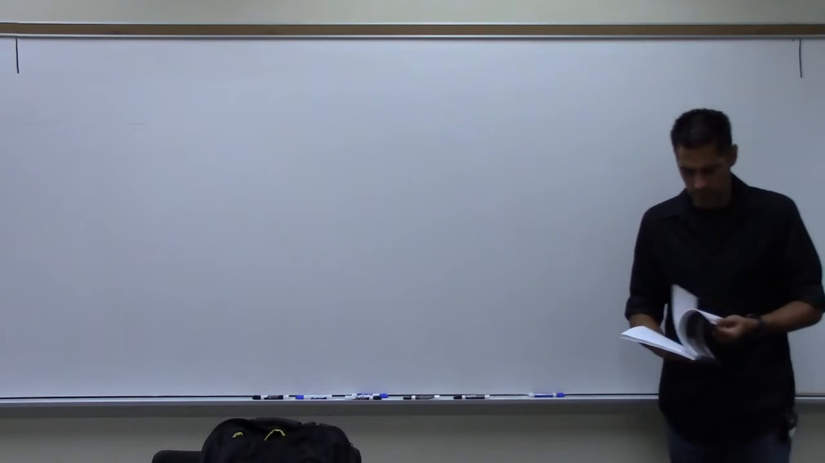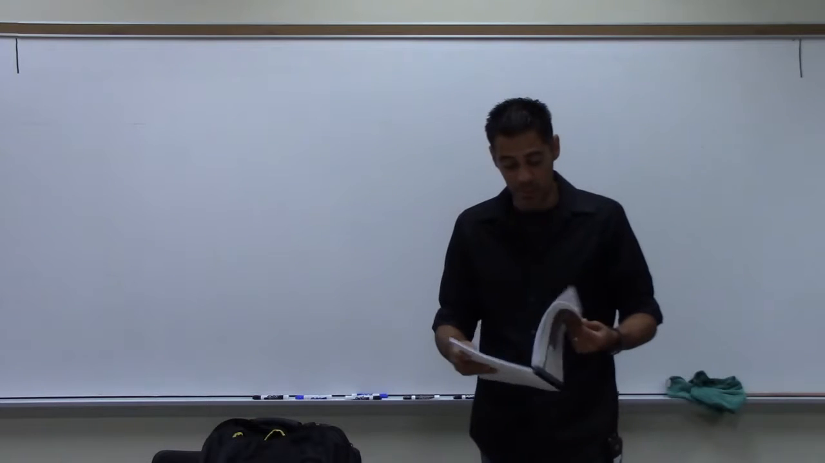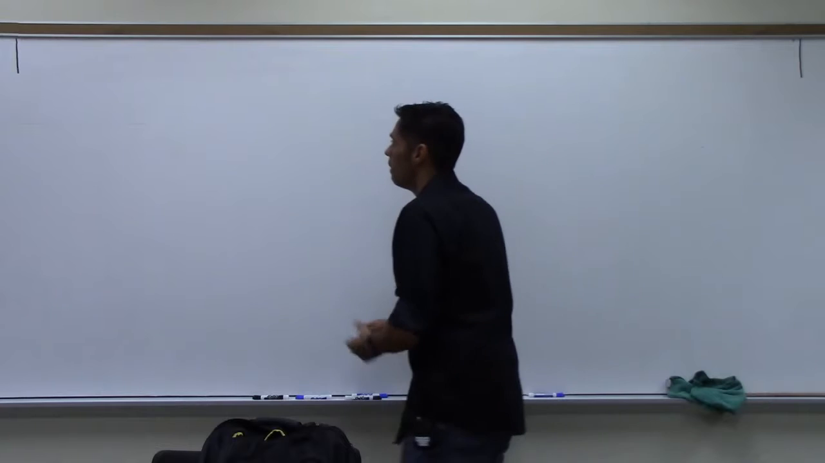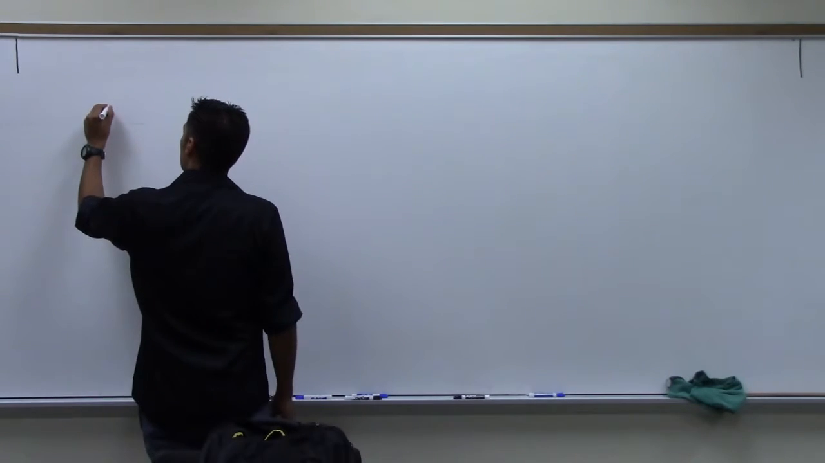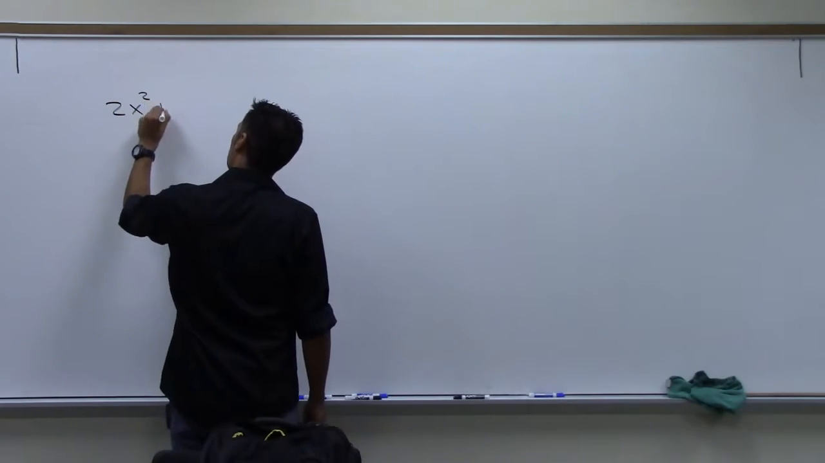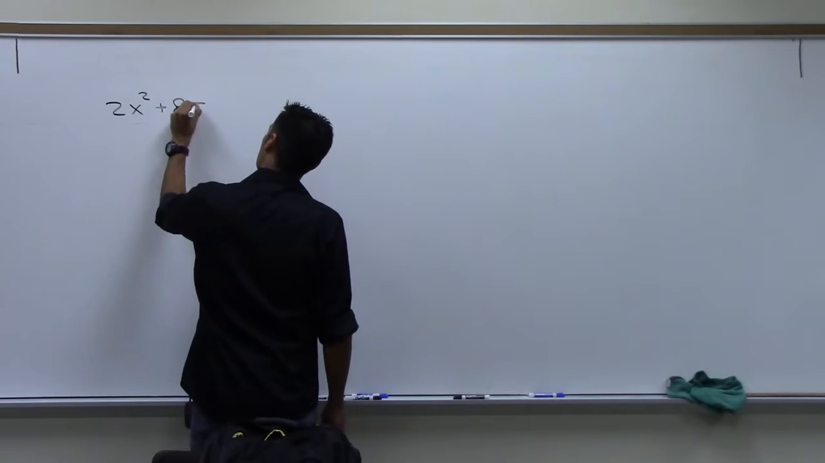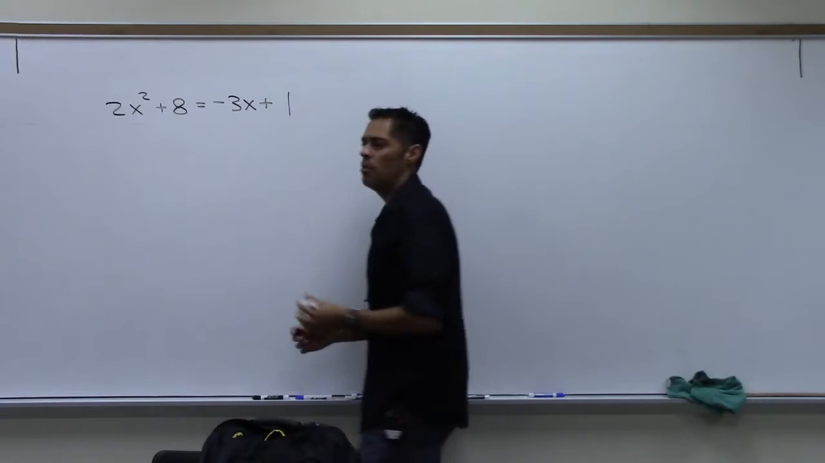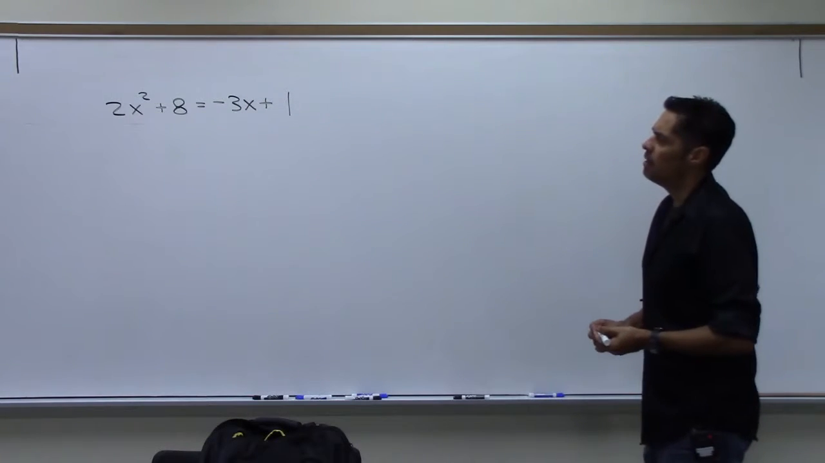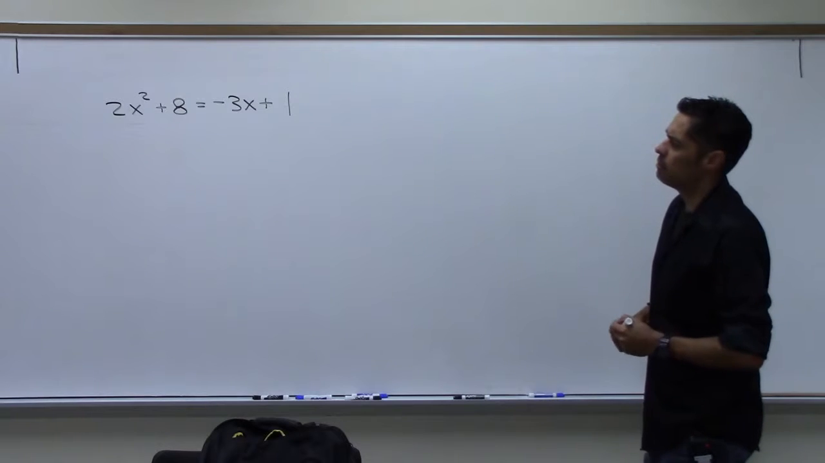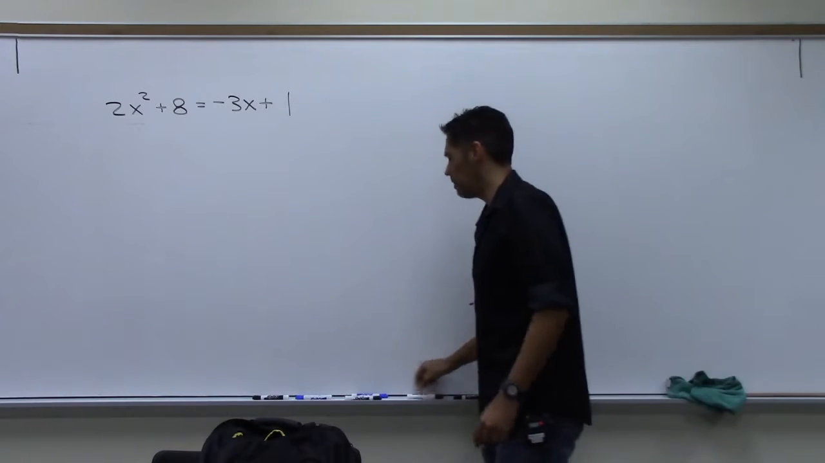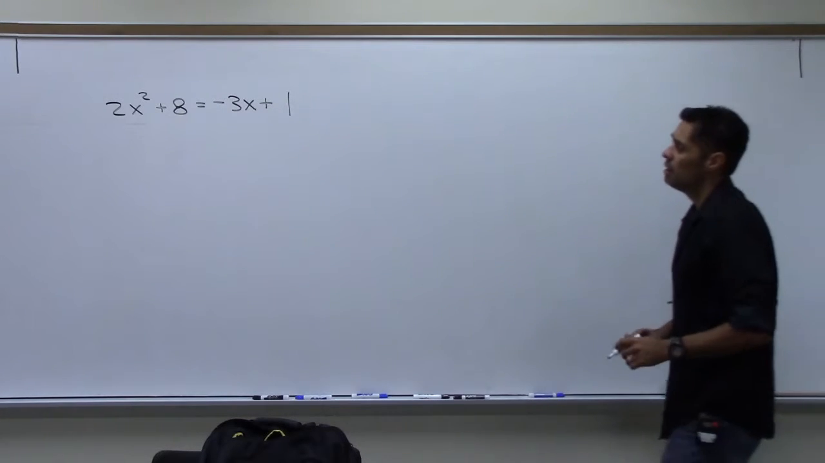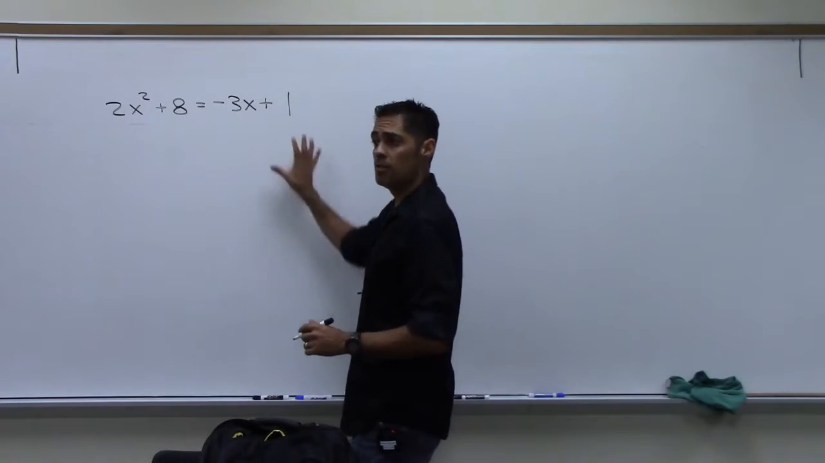Can you do number 6? I can try. Let me see if we have the same number 6. No. What is it? It's 2x squared plus 8 equals negative 3x plus 1. So this is in the solving quadratic equation section. Was it negative 3x or negative 3x squared? Is that just this? All right, so you're trying to solve this quadratic equation? This is right? Yeah.